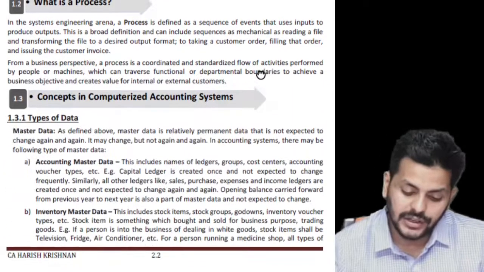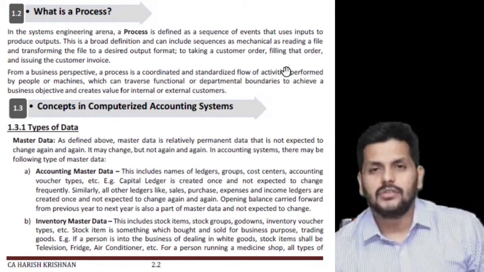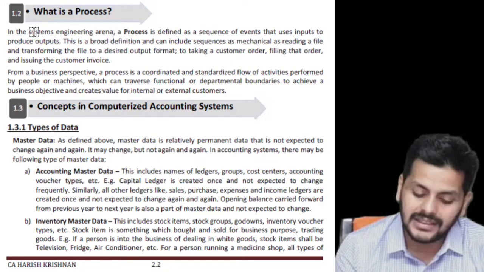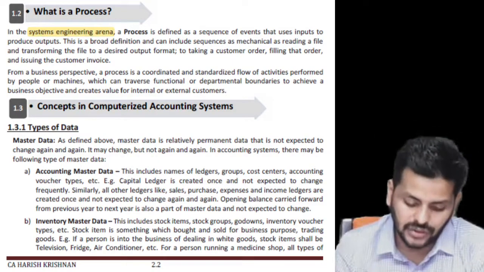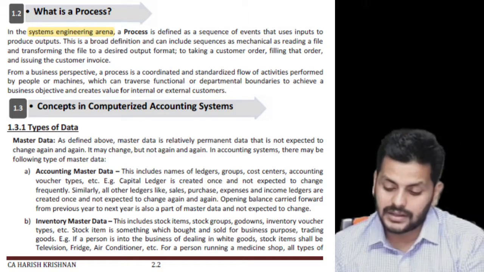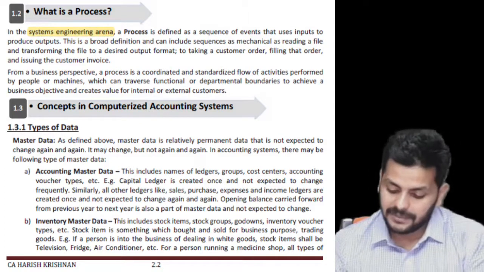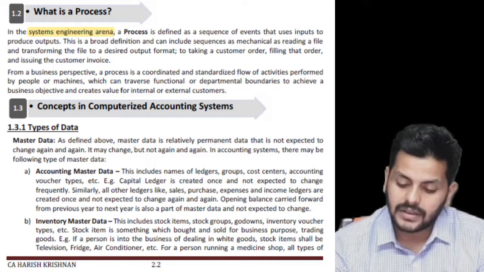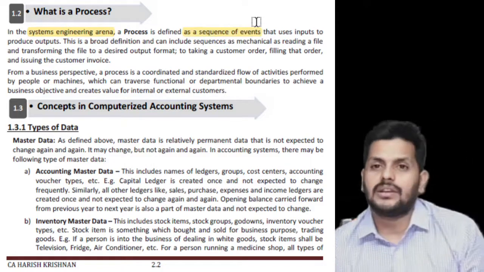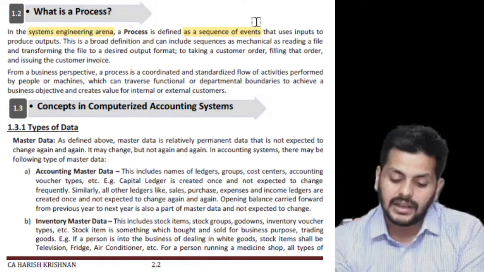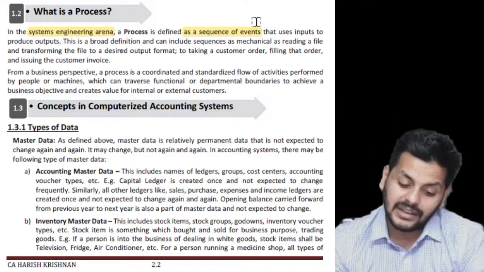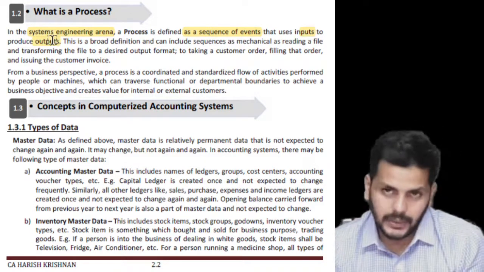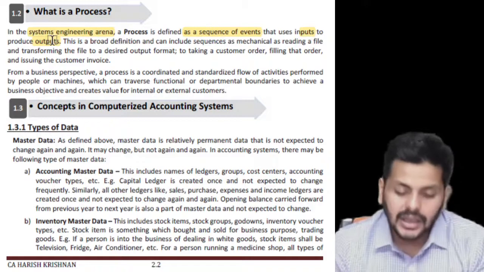Let's now concentrate on what a process is. It's very easy because we have already discussed it in many places. But here in the systems engineering arena, in the context of systems, we are not talking about anything else. We're just talking about the systems arena. A process is defined as a sequence of events that use inputs to produce outputs.